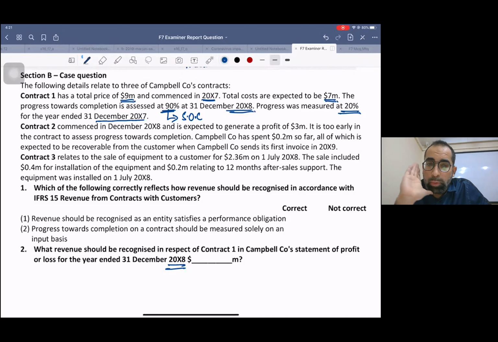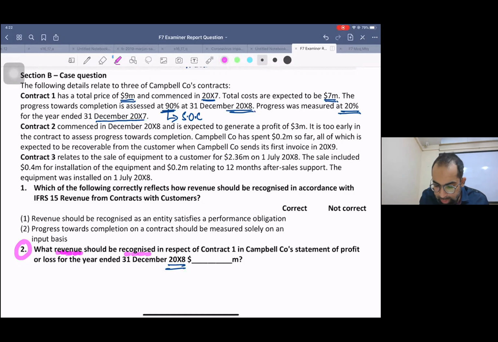Now, the examiner also wrote comments on this, about what mistakes students made. I know we should first do question number 1, but I'm starting with question number 2. Read this. What revenue should be recognized? Open your eyes. They are not asking for profit, they are asking for revenue. The examiner openly wrote this comment: some students gave an answer for profit. Where did they ask for profit? They are asking for revenue, so please deal with revenue only. No need to discuss profit now.